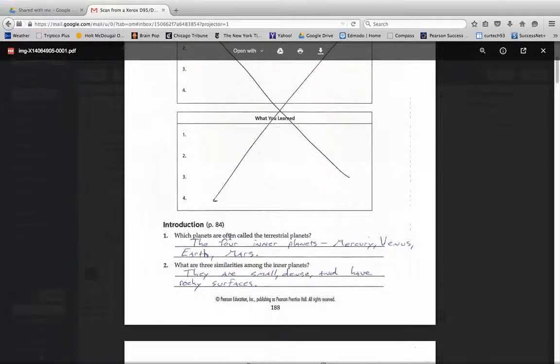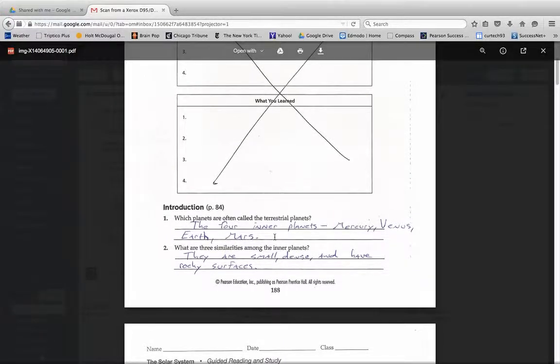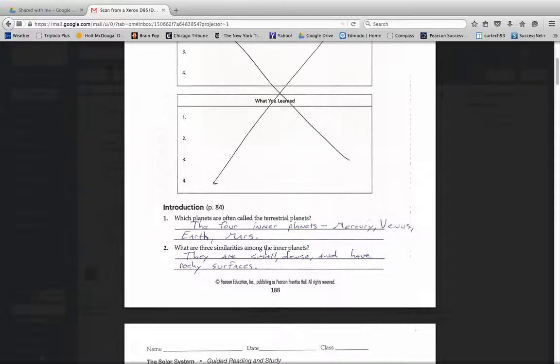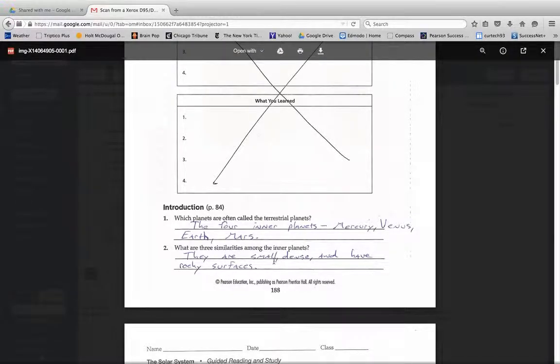Number one, which planets are often called the terrestrial planets? Those are the four inner planets: Mercury, Venus, Earth, and Mars. And terrestrial is, I believe that's a word part, terra, means ground or land. So these are the planets that have rocky surfaces. So that's number two, three similarities among the inner planets. They're small, dense, and have rocky surfaces.